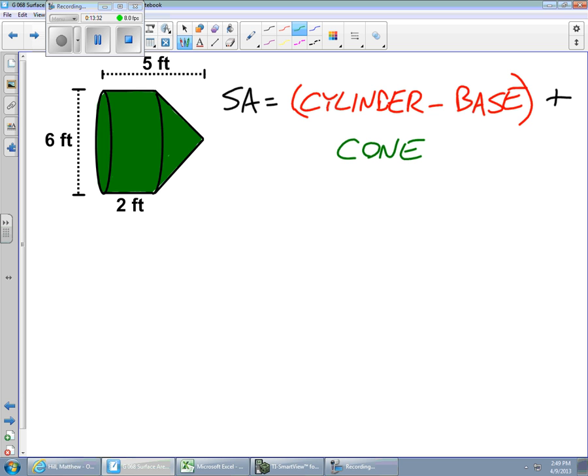Okay, do we get the entire cone this time? No, we don't get the entire cone this time. What's it missing? It's missing a base. Well, it only had one base to begin with, so there's no need to pick a formula that includes the base. So we will pick the formula that just uses the lateral surface area.